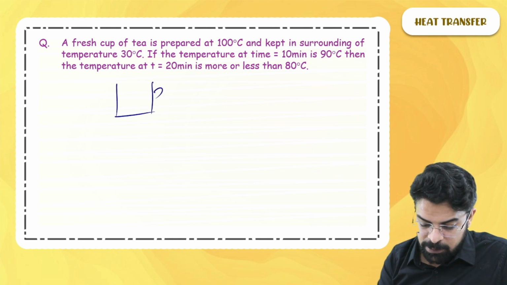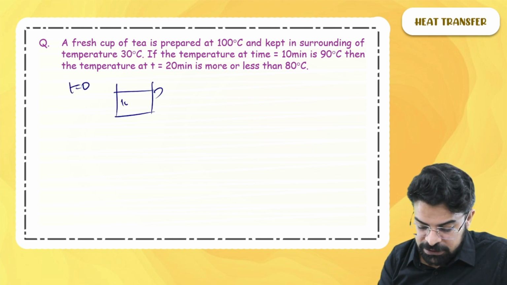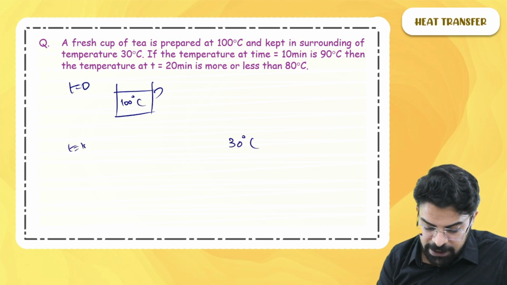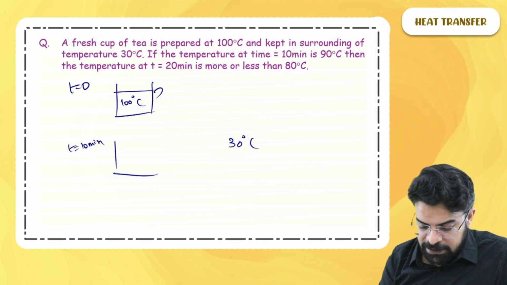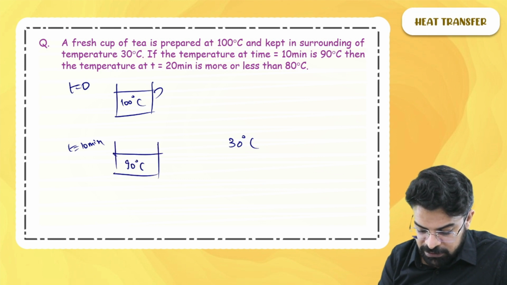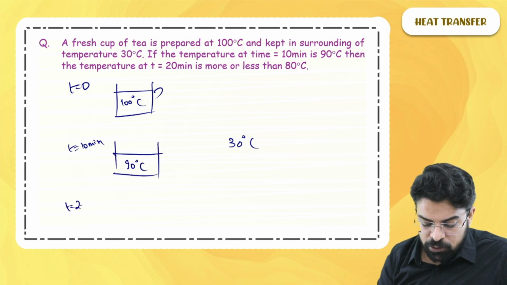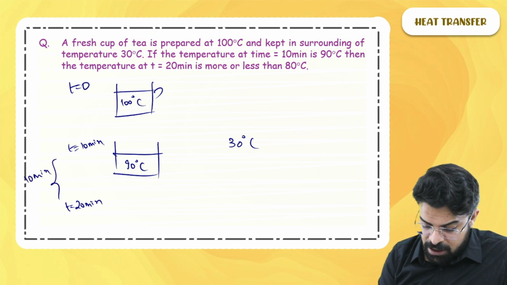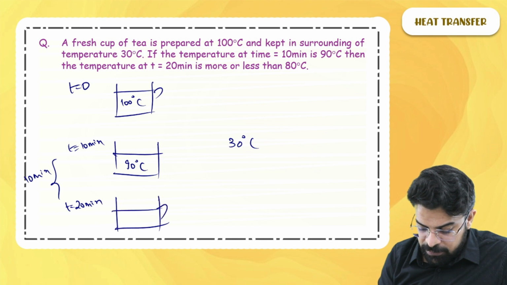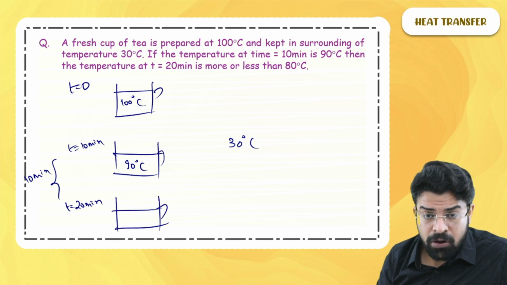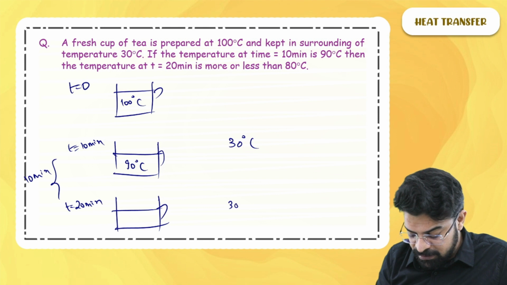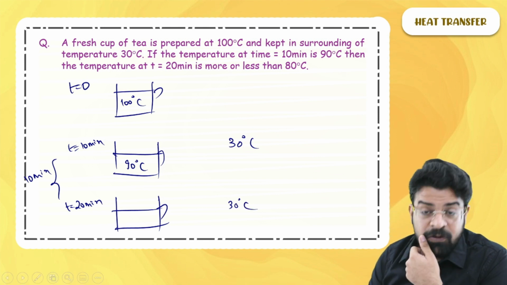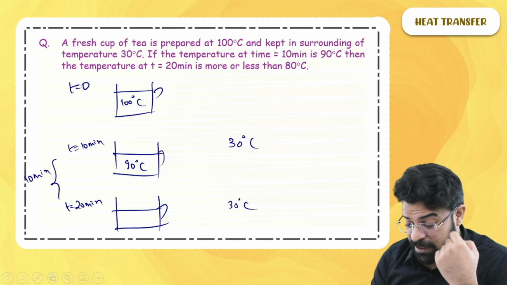Okay, so when this cup of tea is prepared at time equals 0, its temperature is 100, and the surrounding is at 30. At time equals 10 minutes, you are saying that the temperature has dropped from 100 and is now 90 degrees centigrade. Then at time equals 20 minutes, in another time frame of 10 minutes, the final temperature will be found to be more than 80 or less than 80. What will be the final temperature? That's what you are trying to ask. The answer is more than 80.